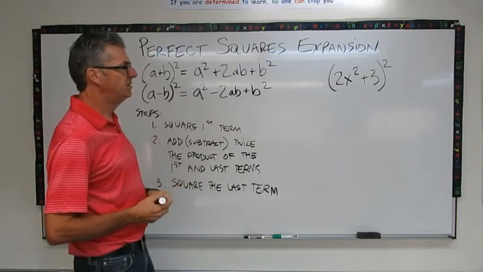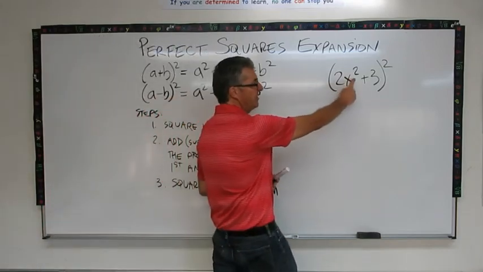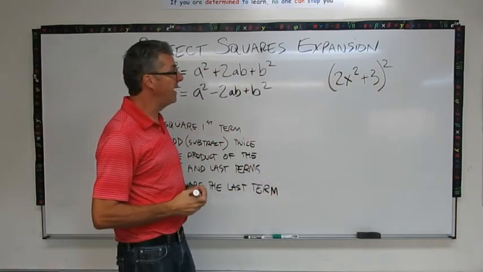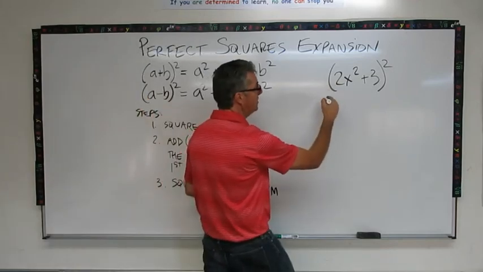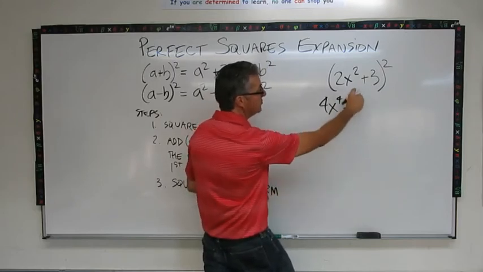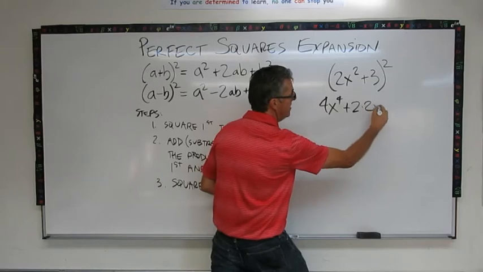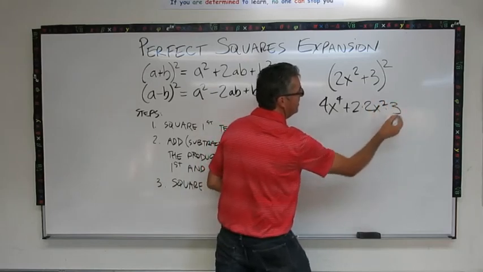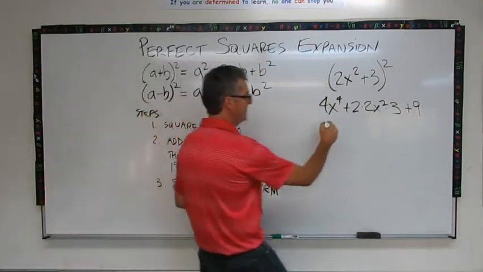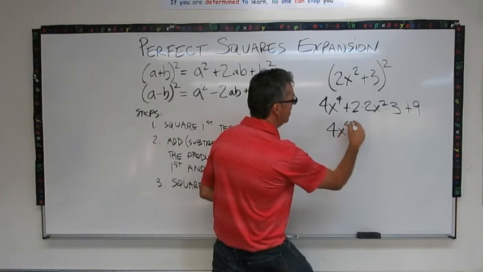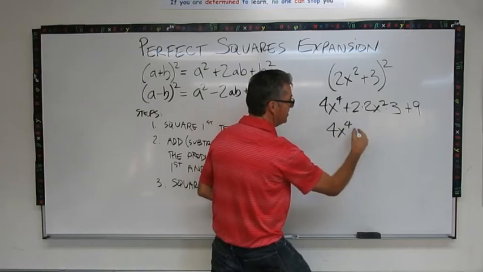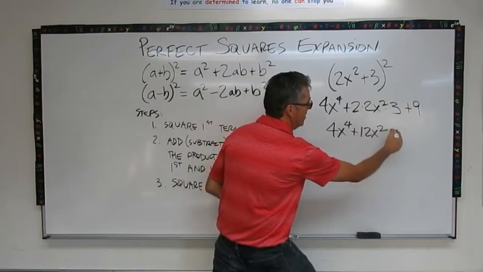Square the first term. Now wait a minute. I got an exponent inside and a power outside. If you remember, raising a power to a power, you multiply the powers. We're also going to put that power on the 2. So this is going to be 4x to the 4 plus twice the first term times the last term, and then square the last term. Okay? Now let's clean this up. 4x to the 4. Now I have 2 times 2x squared, that's 4x squared, times 3, it's going to be 12x squared plus 9.